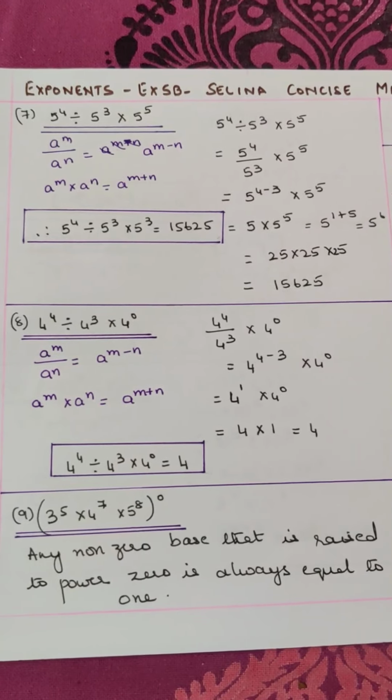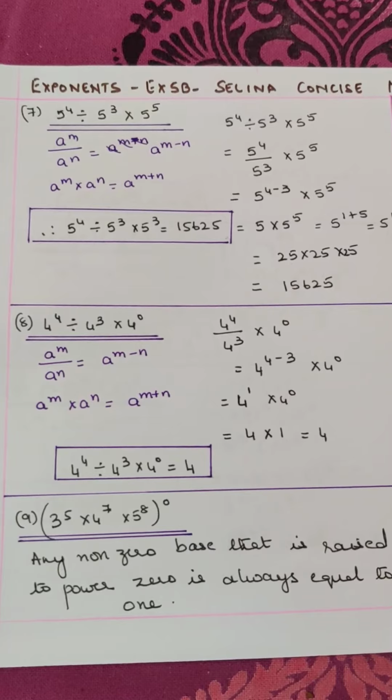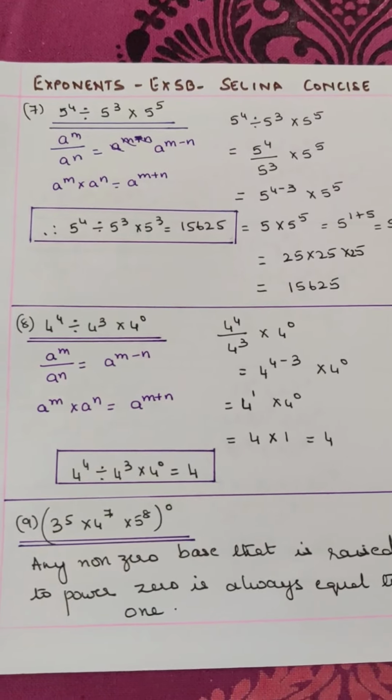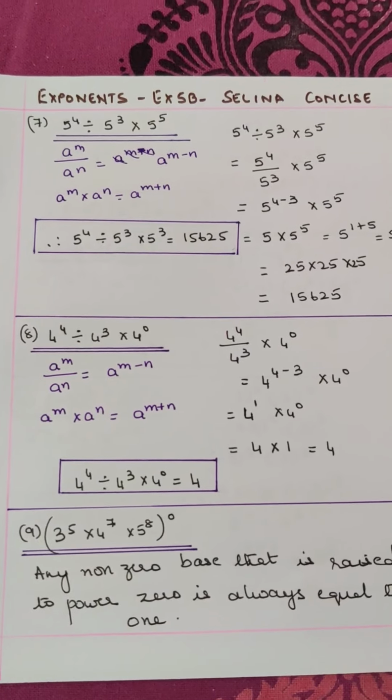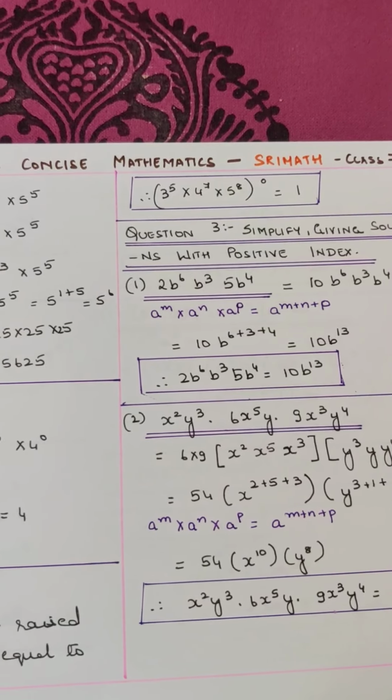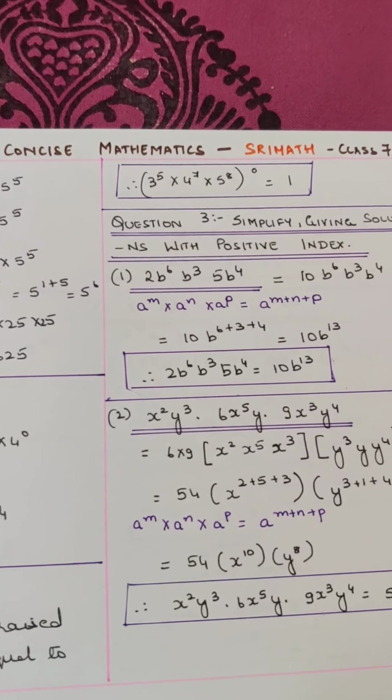Hi all, I'm solving exercise 5B from Exponents. This is from the Selina Concise Mathematics book for class 7. I've already solved questions 1 and 2 in my previous video. So this is going to be for question number 3, the second video.